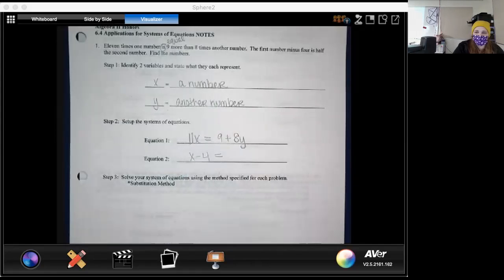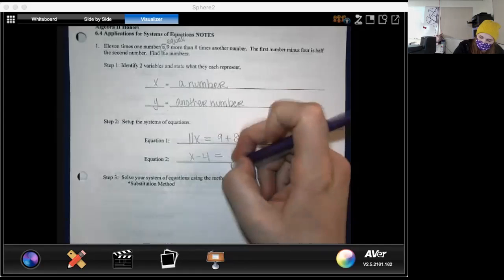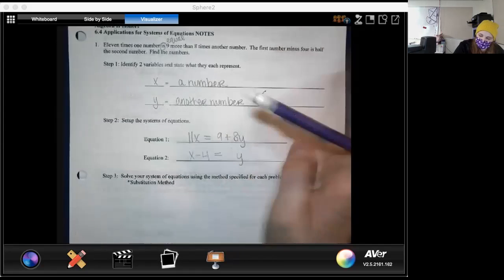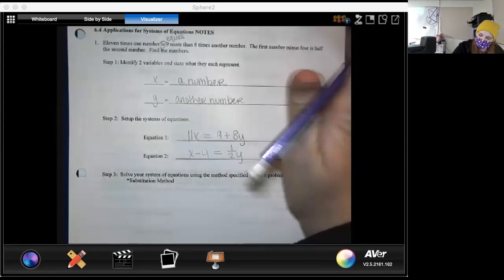So y divided by 2 is one way, but you can also say 1/2 of y. Both of them work, but we've talked a lot about using your coefficients more rather than writing something as dividing. Okay.